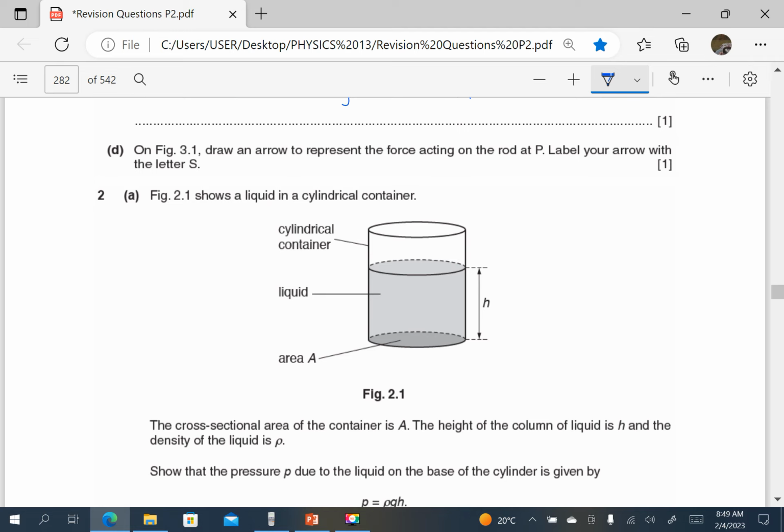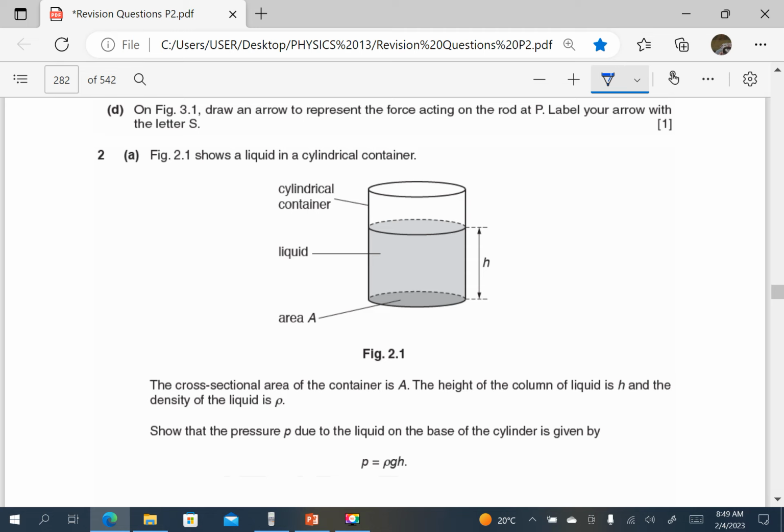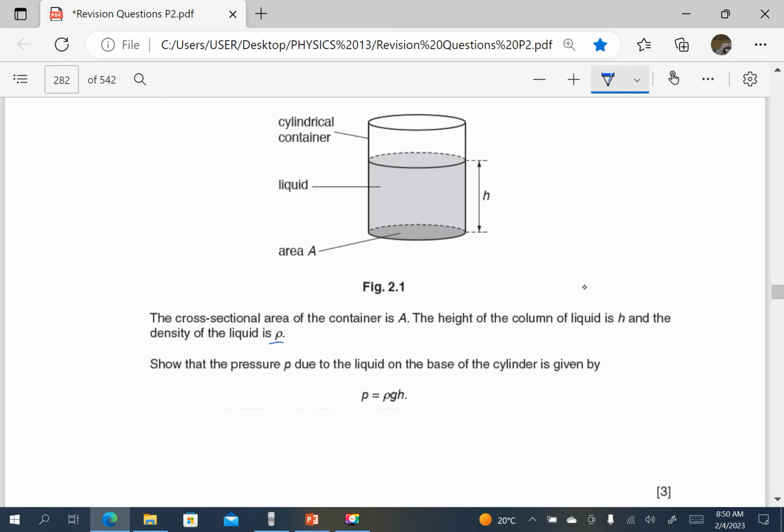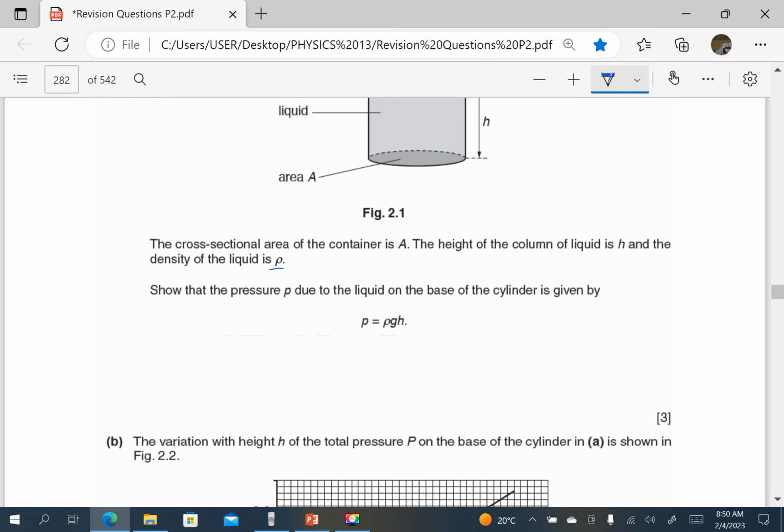The figure shows liquid in a cylindrical container, as shown here. The cross-sectional area of the container is A. The height of the column of the liquid is h, and the density of the liquid is rho. Show that the pressure P due to the liquid on the base of the cylinder is given by that. So pressure is force over area. Which force is going to be the weight divided by the area? And the base area, the weight is going to be mg, of course.